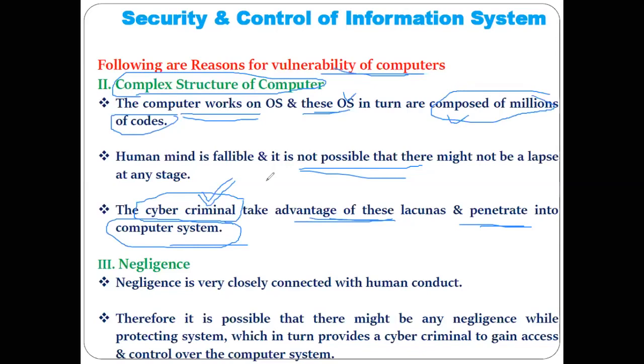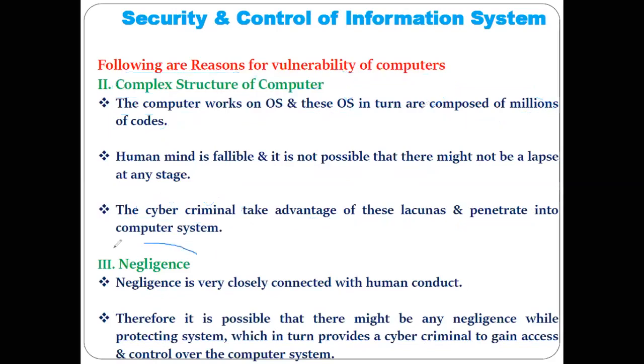Yes, correct. Because of this, mistakes can happen from normal users, because you don't have the complete knowledge of the operating system or computers, and that advantage can be taken by cyber criminals. Understood? So that is the second reason: the complex structure of the computer, which is not completely understood by the normal user. And who takes advantage of the mistakes that are made? Cyber criminals. Understood? So that is the second reason.